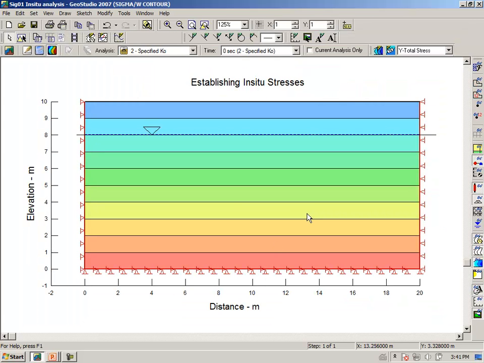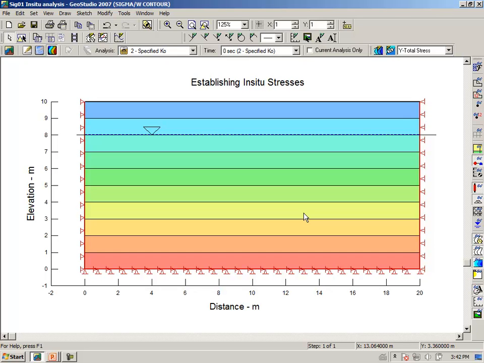This then shows the procedures that are available in sigma W to establish in situ stresses. We can control K naught by specifying a Poisson's ratio, or we can control K naught by a specified K naught. Once again, specifying K naught is useful when K naught is 1 or greater. Specifying the horizontal stresses through a Poisson's ratio is useful when K naught is less than 1.